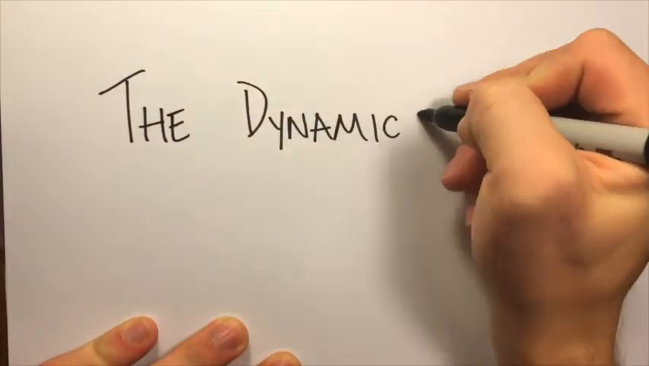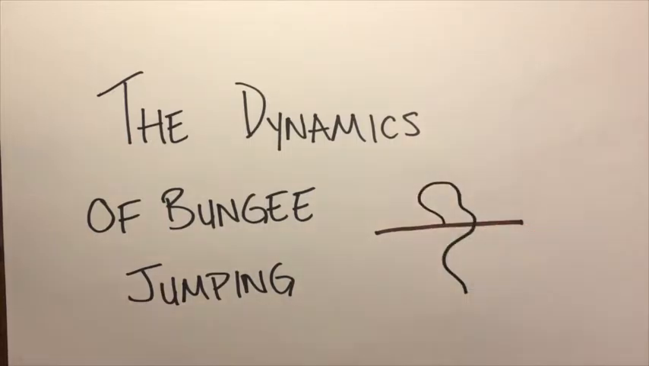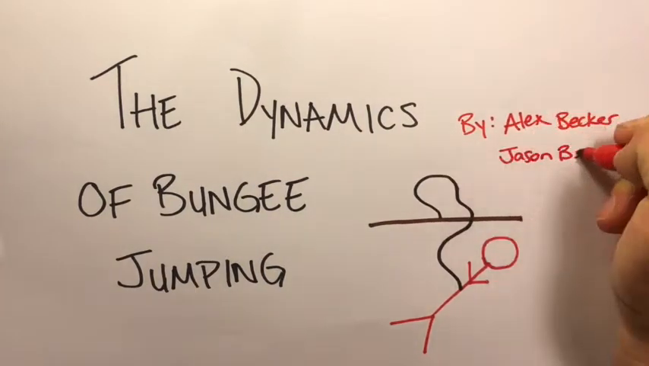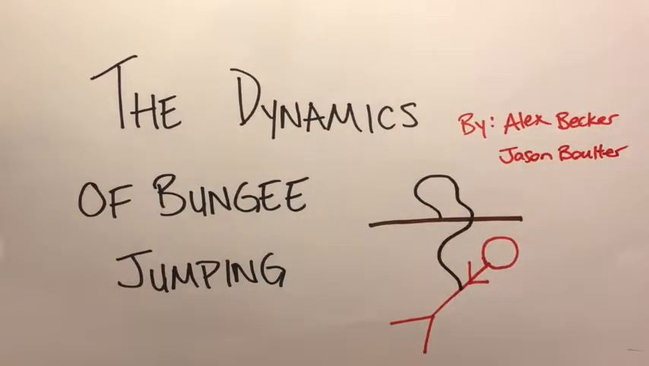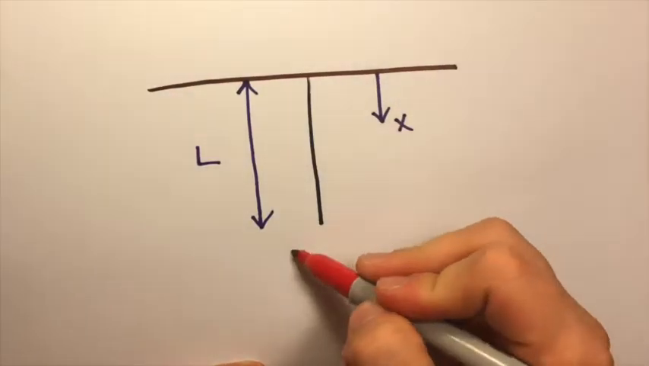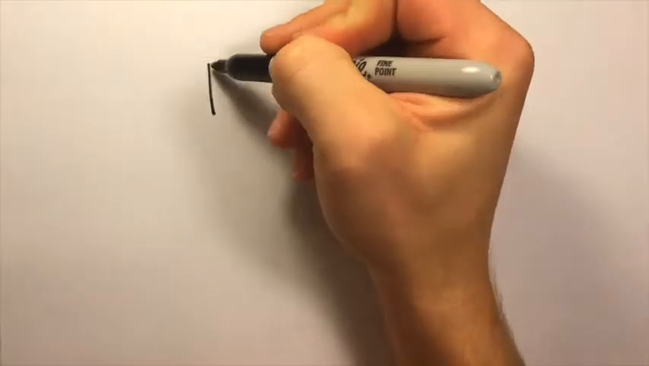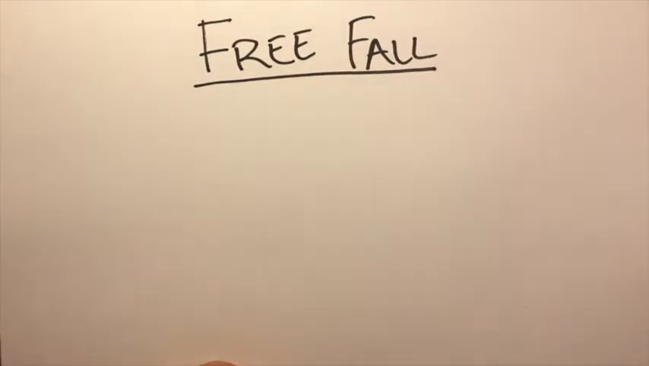Today we will be explaining the dynamics of a bungee jumper using a two-phase method. The first phase can be modeled by using kinematics of a free-falling body, and the second phase modeled by a quasi-linear model. We will denote the unstretched length of the cord as L and the displacement of the jumper as X. First, we will analyze the free-fall portion of the jump.